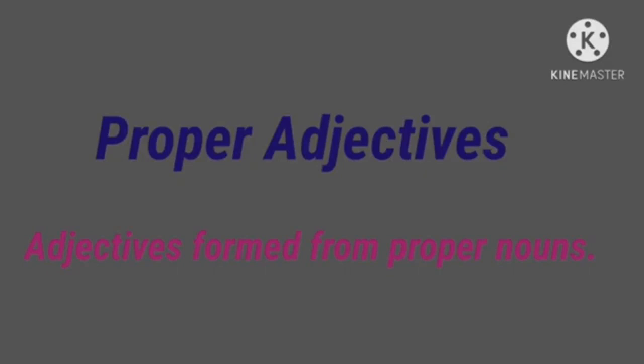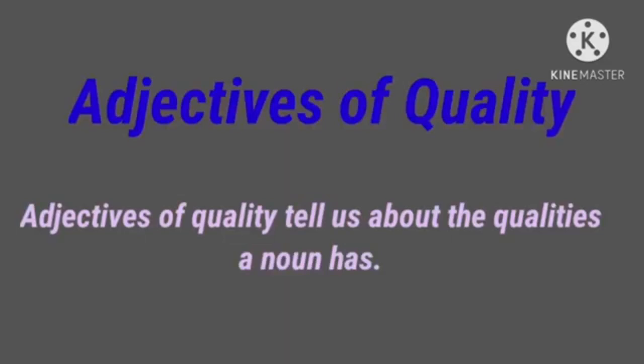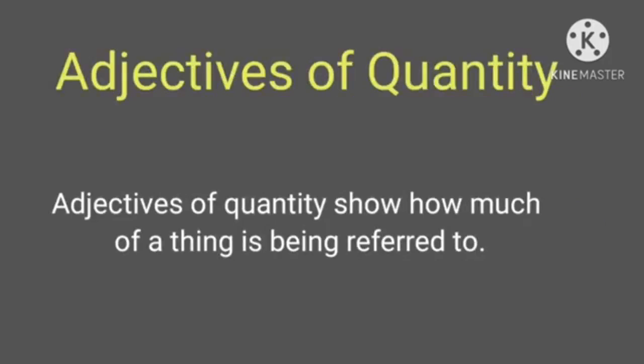Second one, adjectives of quality. Adjectives of quality tell us about the qualities a noun has. Next, adjectives of quantity. Adjectives of quantity show how much of a thing is being referred to.